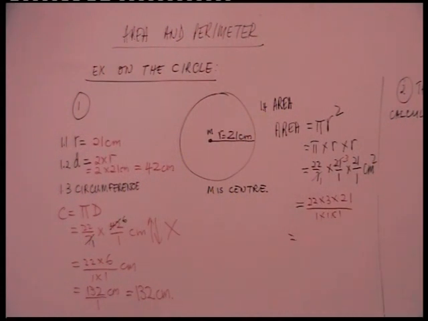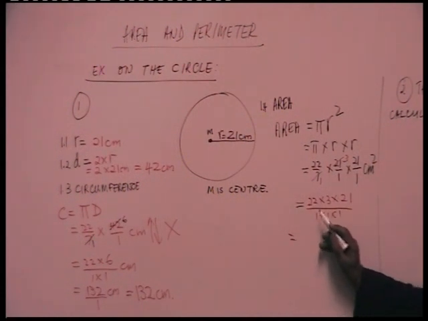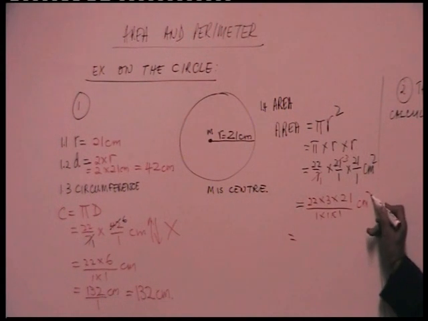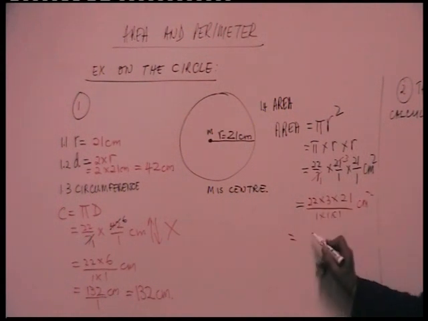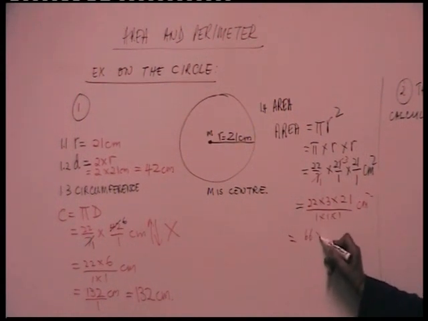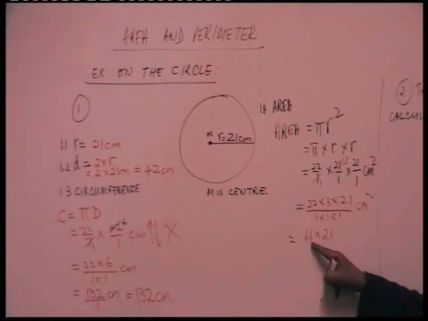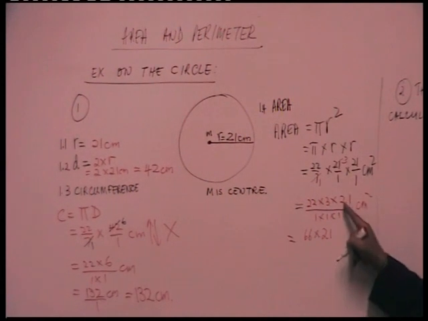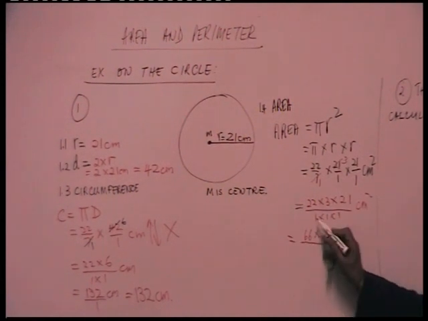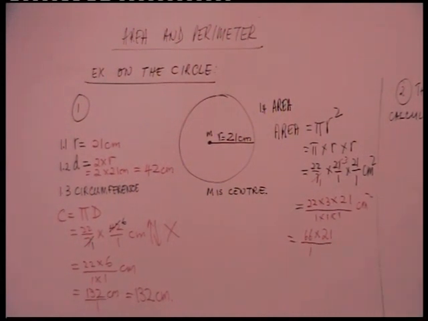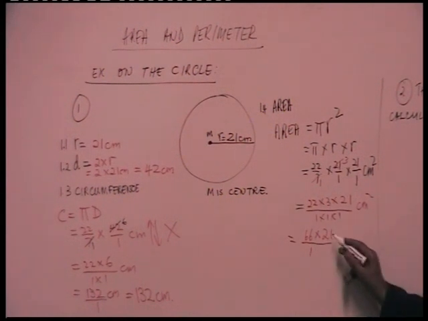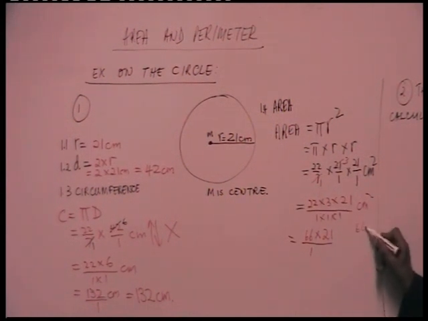Now, you can do this step by step, centimeter squared. Now you got 22 times 3 will give you 66 times 21. You see, 22 times 3 gives you 66, 66 times 21 all over 1 times 1 times 1 is 1. Now you want to know what is 66 times 21. Well, you can do it the long way.